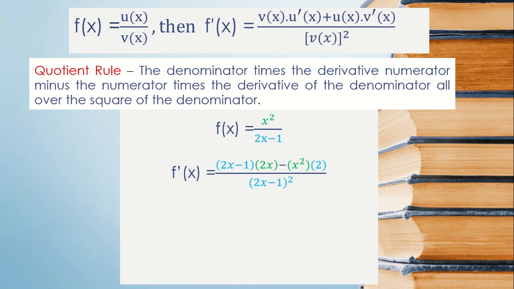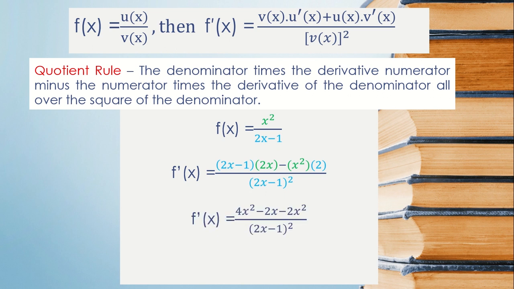Okay? Para mas madali para mas maintindihan natin yung formula, parang ilalapat natin yung formula doon sa given example. Uulitin ko, the denominator, kaya 2x minus 1, times the derivative of the numerator. So, derivative ng x squared is 2x minus the x squared, which is the numerator, times now the derivative of the denominator all over the square of the denominator. So, susundan lang natin yung formula para masagutan natin ng tama. Next.